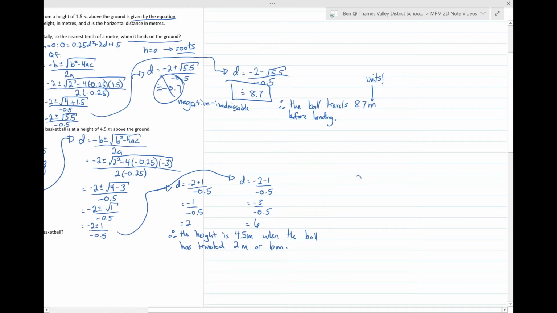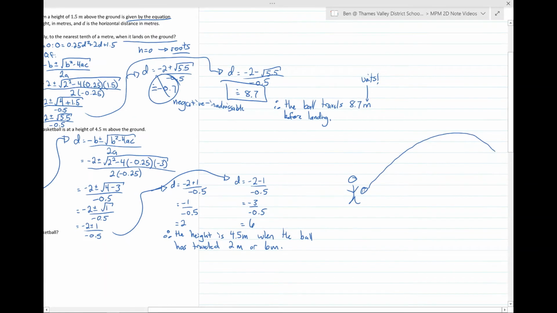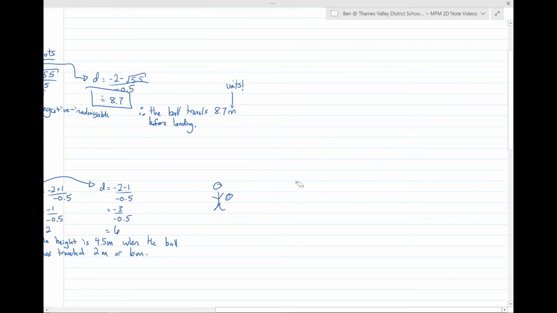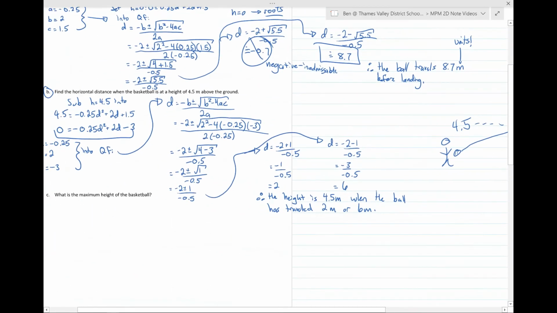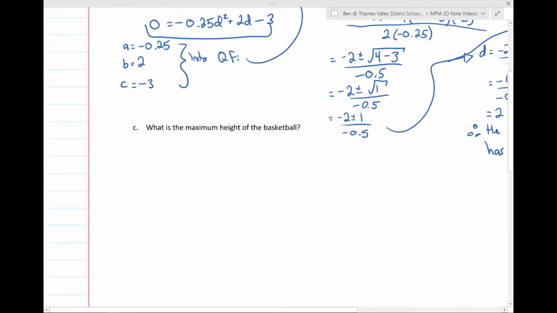What's happening here is, like our quick sketch with the basketball, once this ball is thrown, it goes up and then it comes down, right? So let's say 4.5 meters is right here. The ball reaches it once on its way up and once on its way down. So it can make sense here that we have two solutions. We'll keep right on going.